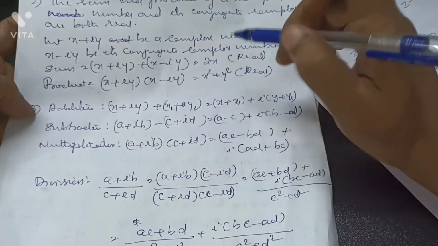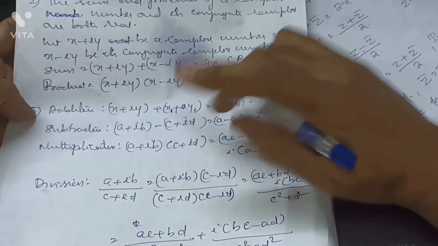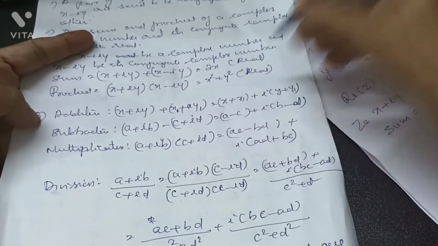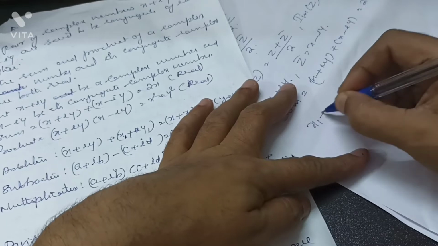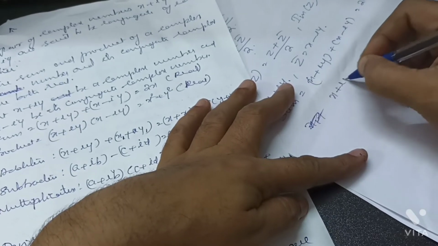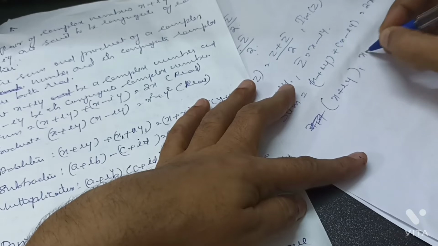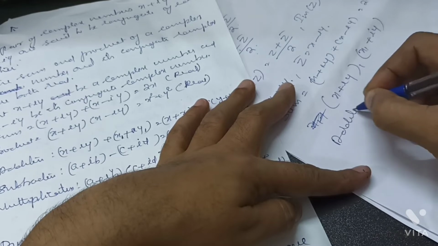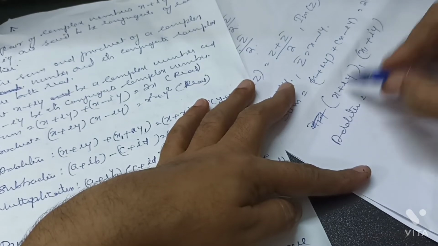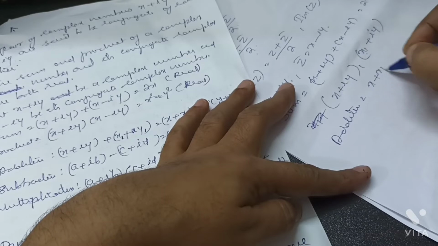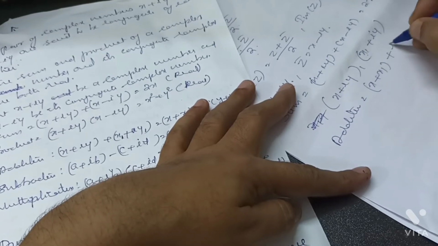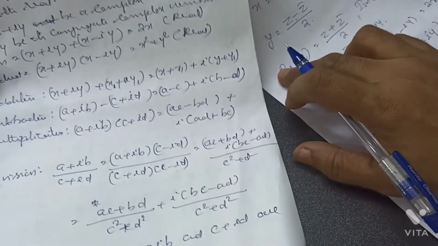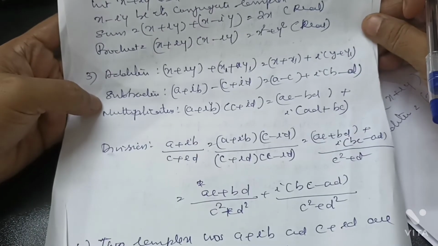Now addition and subtraction: how do you add one complex number with another? Suppose x plus iy is one complex number and x1 plus iy1 is another complex number. If x plus iy and x1 plus iy1 are any two complex numbers, then their addition is, you add the corresponding real parts together, x plus x1, plus the corresponding imaginary parts, that is i into y plus y1. See here, x plus x1 plus i into y plus y1.